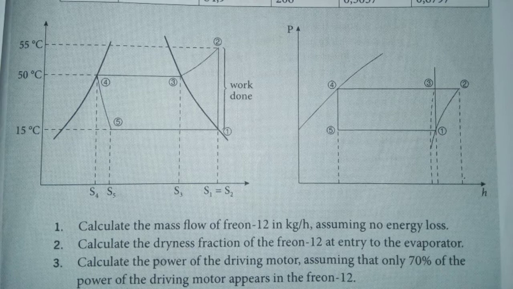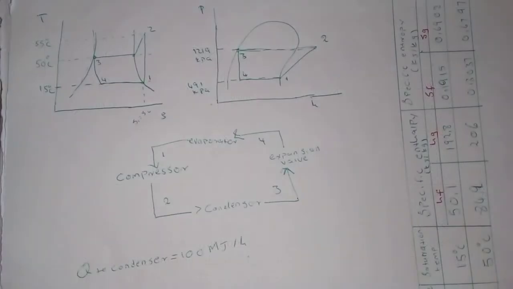Number 1, calculate the mass flow of Freon 12 in kilograms per hour. Assume no energy is lost. Question number 2, calculate the dryness fraction of the Freon 12 at the end of the evaporator. And then number 3, calculate the power of the driving motor. Assume that only 70% of the power of the driving motor appears in the Freon 12. And this is the information that we are given.